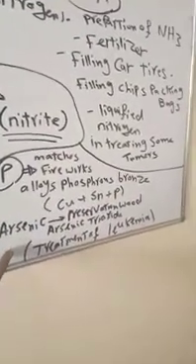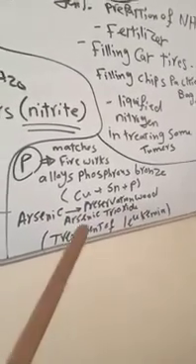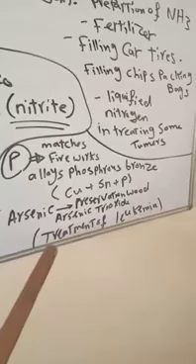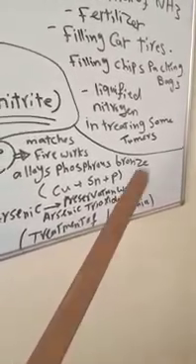Arsenic is a very toxic substance. We can use it in the preservation of wood, but arsenic trioxide is used in the treatment of leukemia, blood cancer.